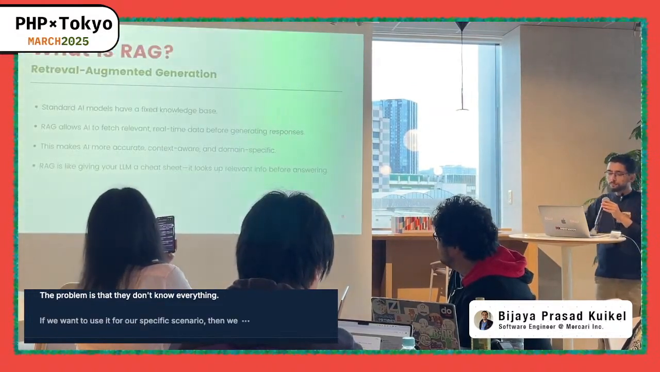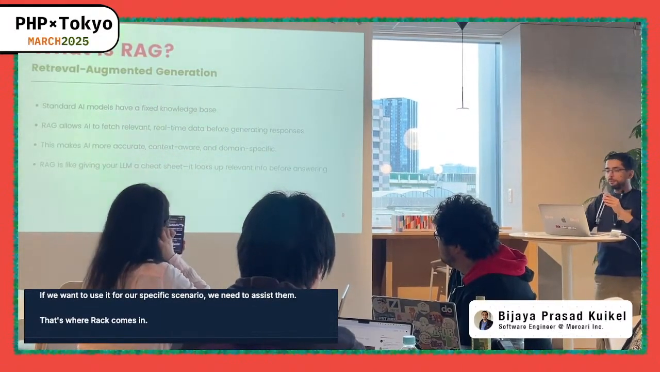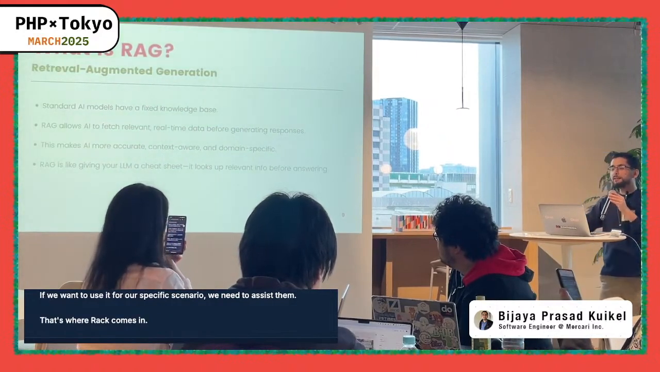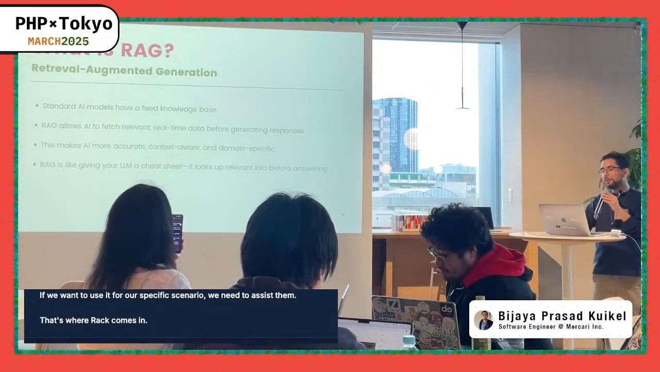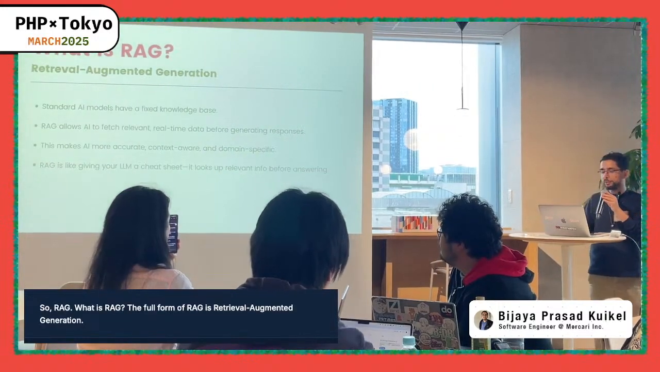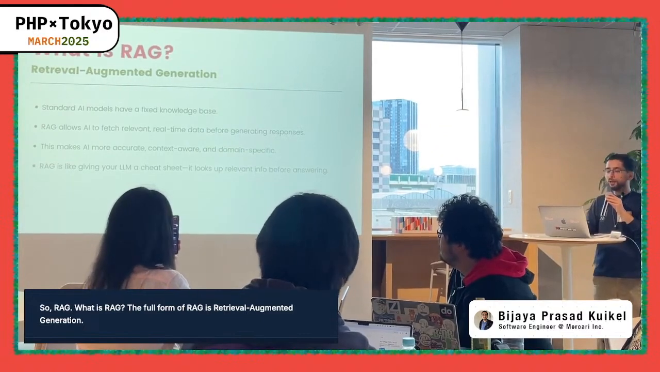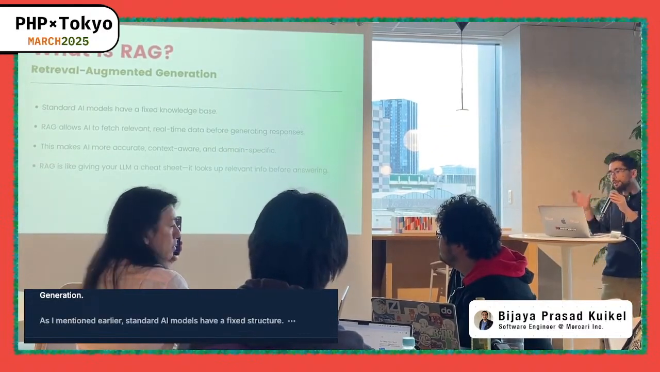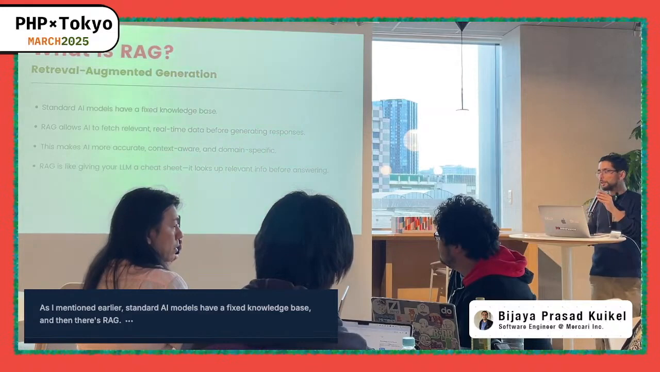So what is RAG? The full form of RAG is Retrieval-Augmented Generation. As I mentioned previously, the standard AI models have a fixed knowledge base, and RAG allows the AI to fetch some relevant real-time data before generating the responses.